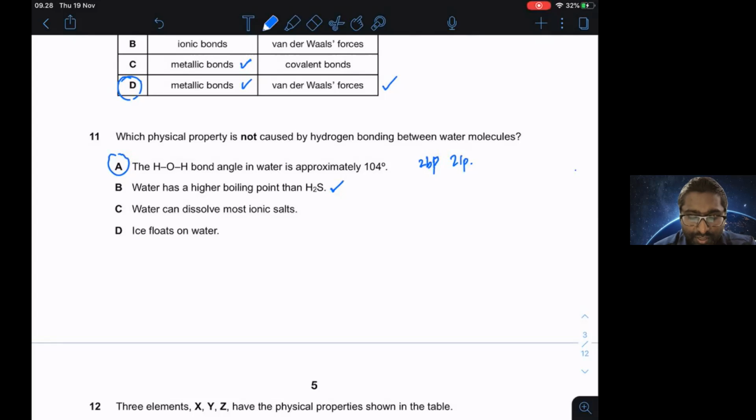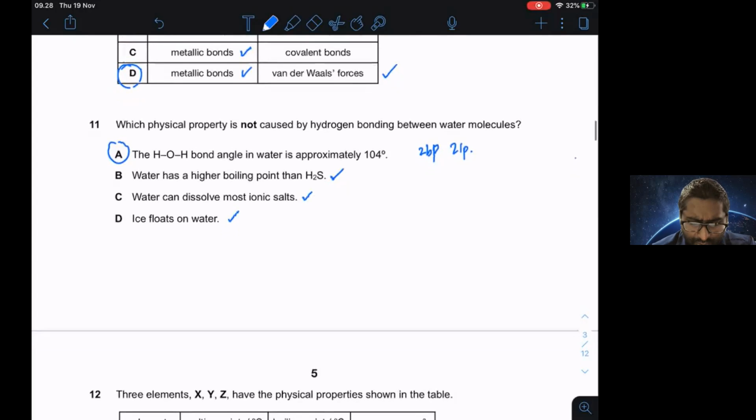Water can dissolve most ionic salts, because they can form hydrogen bonding, which helps to dissolve most of the ionic salts. And then ice floats on water. This is because when ice is formed, hydrogen bonds are formed, creating an open structure that increases the volume. So the density will be slightly decreased for ice. So that is also correct. So that's going to be the answer for A.